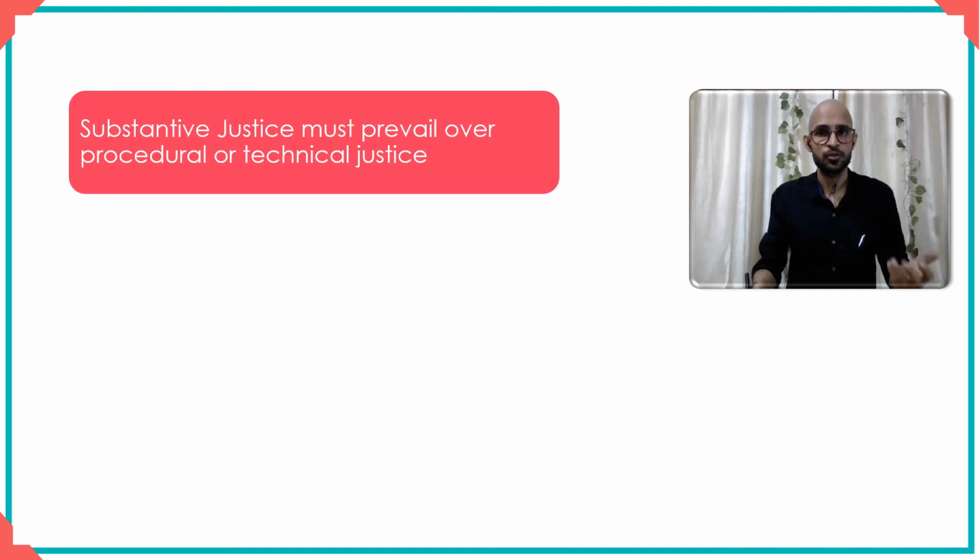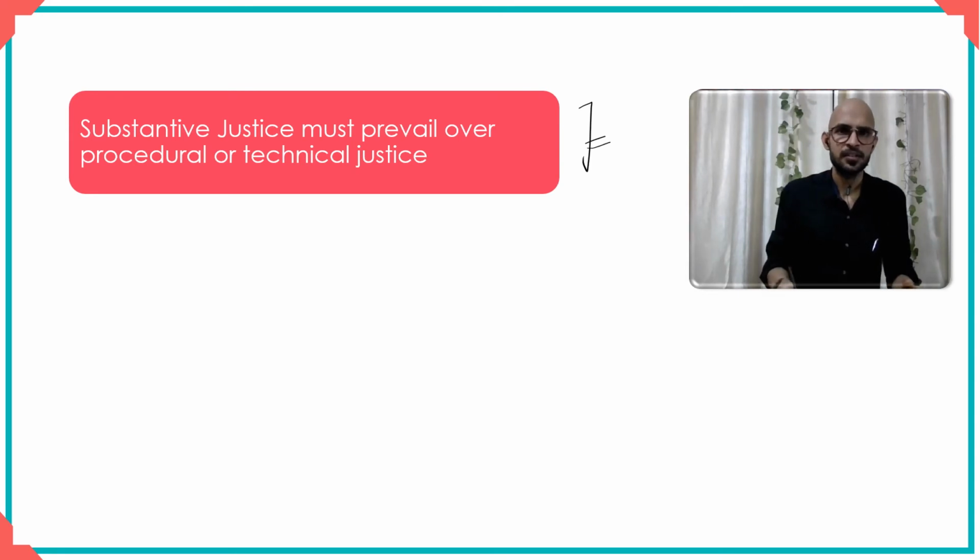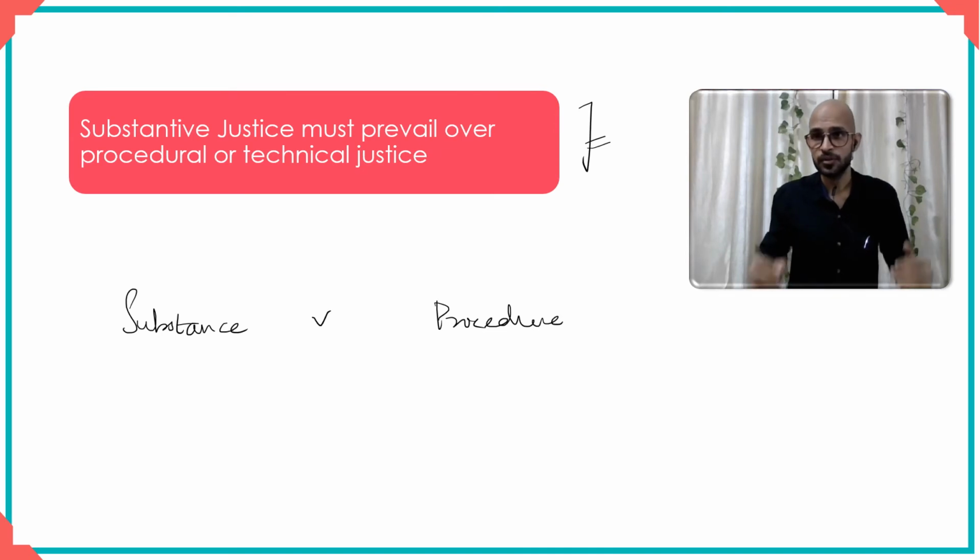Each one of these quotes that I show you have been taken from judgments of the Supreme Court. Have a look at this first line. It says that substantive justice must prevail over procedural or technical justice. Which means, let us say, there happens to be a point sometime where there is a clash between substance and procedure. There's a clash. In such a case, who wins? Who should prevail? The Supreme Court has said that substance must prevail over procedural or technical justice, right?